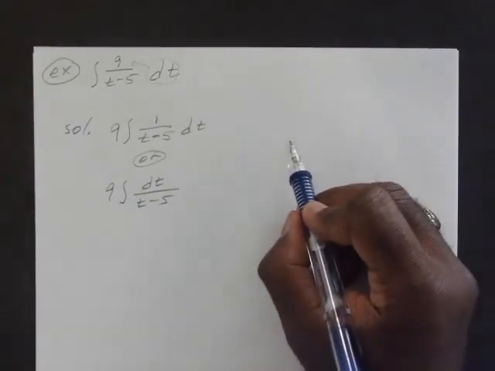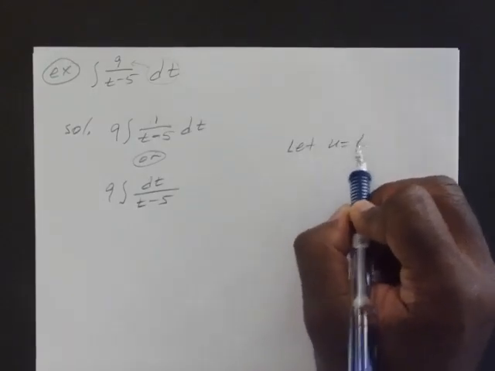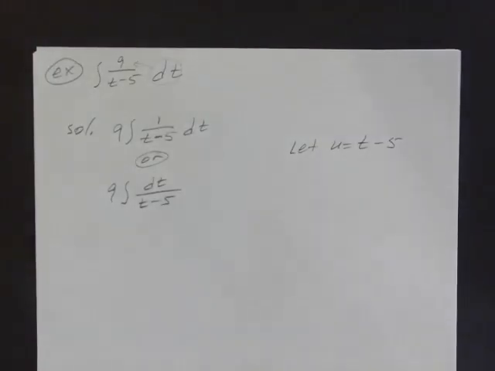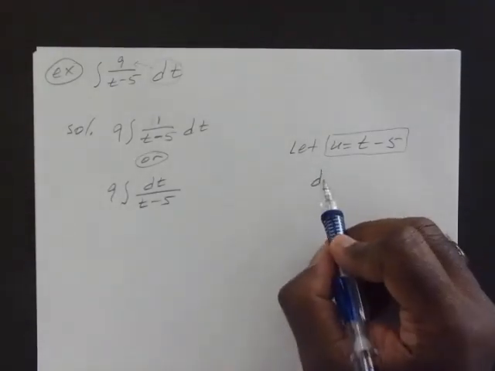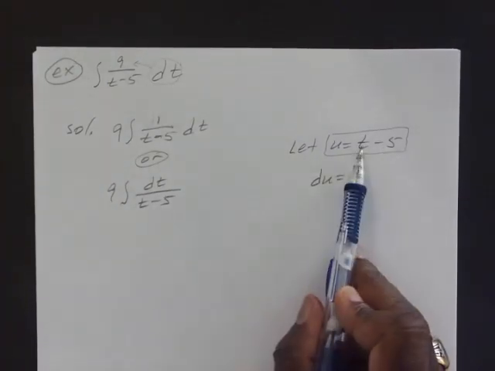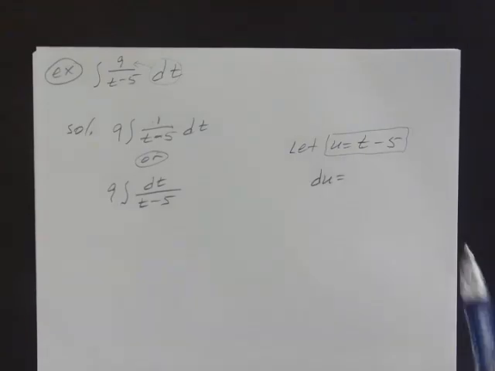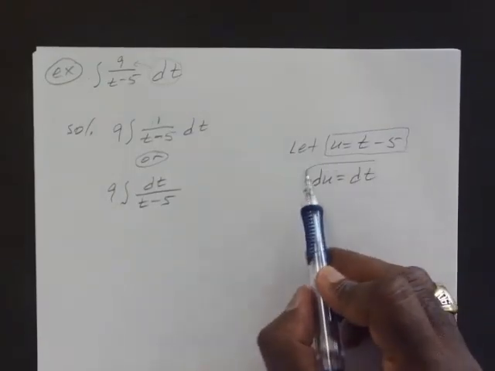Okay, so what if we let u equal t minus 5? Well, that means the derivative of u is equal to the derivative of t, which is just 1, minus the derivative of 5, which is 0. So 1 minus 0 is 1. So this is 1 dt, or you can just put dt.